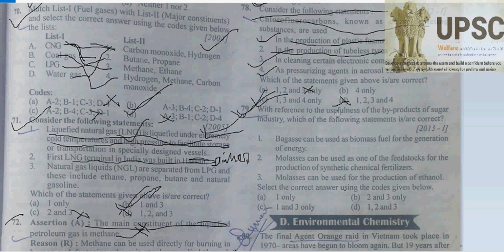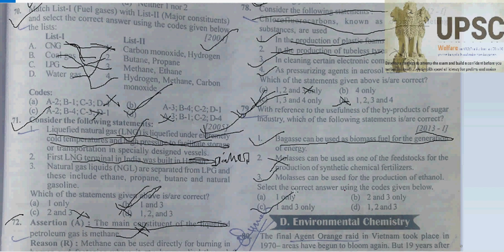So see, with reference to the usefulness of the products of the sugar industry, which of the following statements is correct? Bagasse can be used as biomass fuel for the generation of energy. So that is absolutely correct. Molasses can be used as one of the feedstocks for the synthesis of chemical fertilizer. This cannot be. Molasses can be used in ethanol production. This can be, of course. So 1, 3 is going to be the correct one. C will be the answer here.